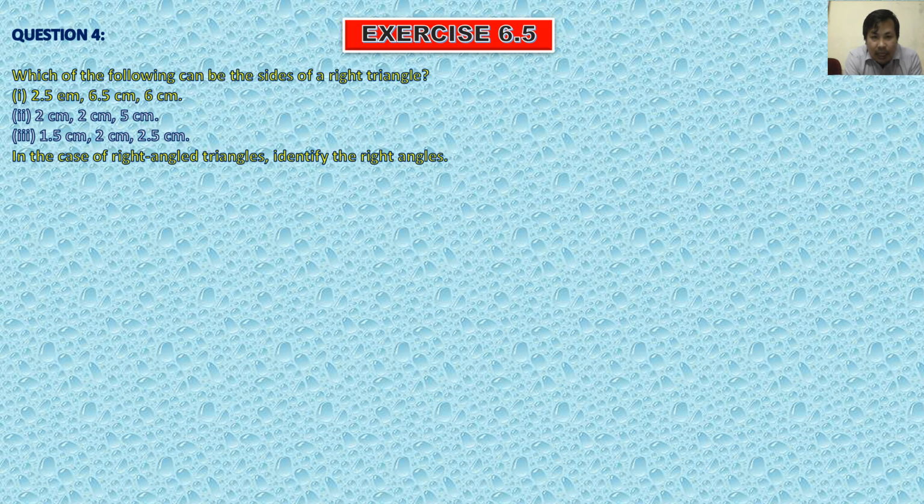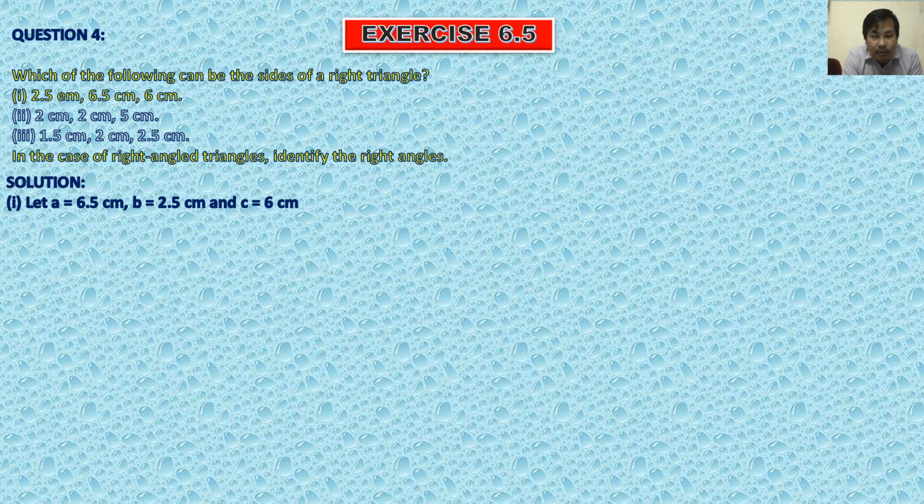So I will show you the answer like this. The solution, I'm showing one here. Let A be 6.5 centimeter, B is equal to 2.5 centimeter, and C is equal to 6 centimeter. So three measurements are given here. One you can see in Roman number 1, in centimeter.